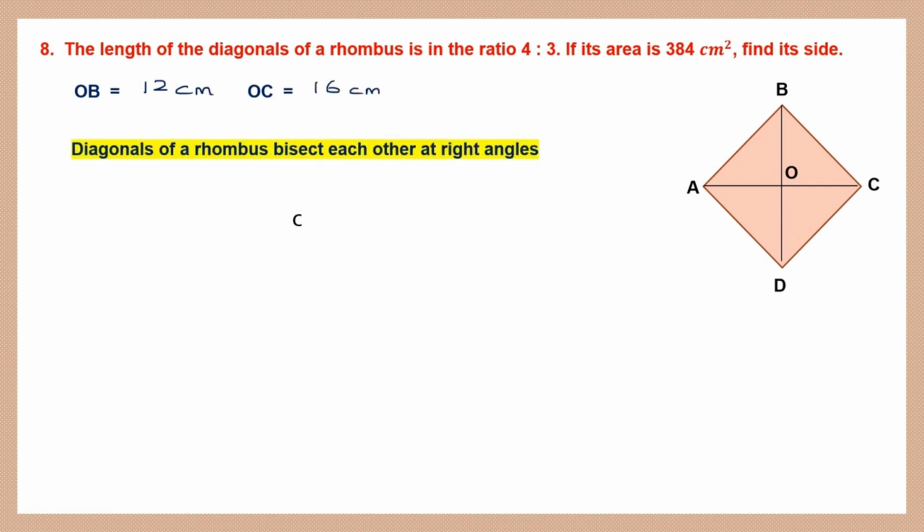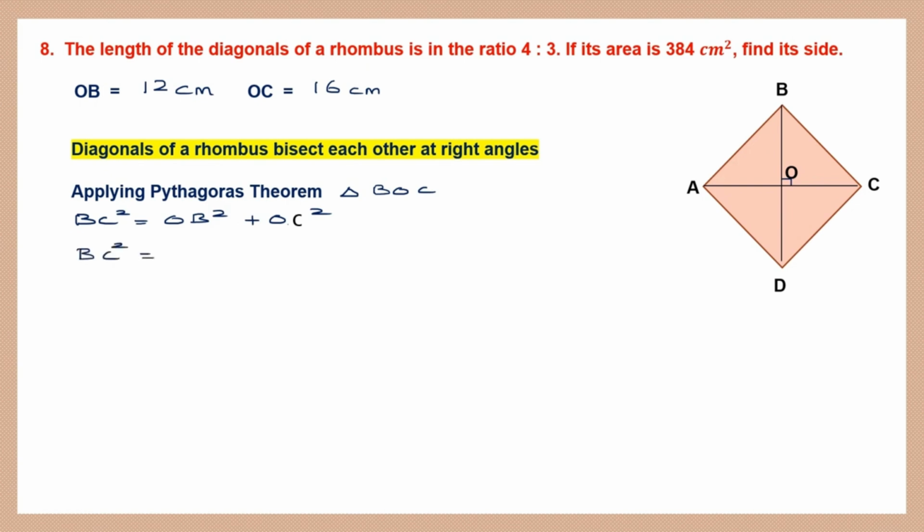So keeping that in mind, remember diagonals of a rhombus bisect each other at right angles. So we're taking only this triangle here, and at O you have 90 degrees. So applying the Pythagoras theorem for this particular triangle, we're using the triangle BOC. According to that, BC square is equal to OB square plus OD square. So BC square is equal to, how much is OB? Here we found out OB is 12 centimeters and OD is 16 centimeters. So this will be 12 square plus 16 square.